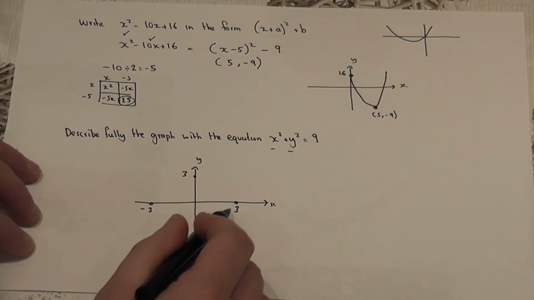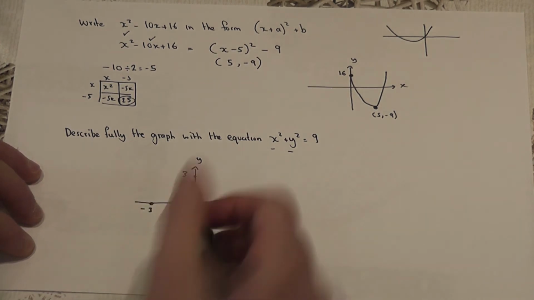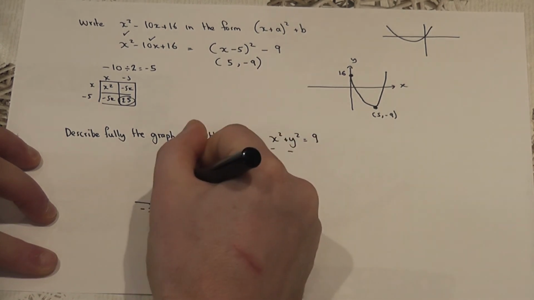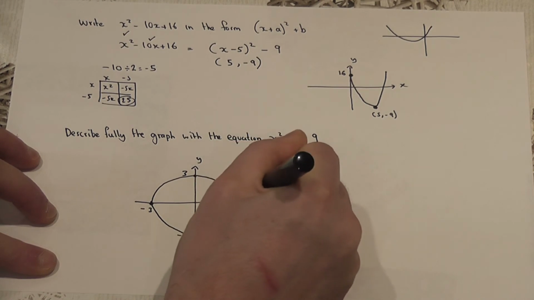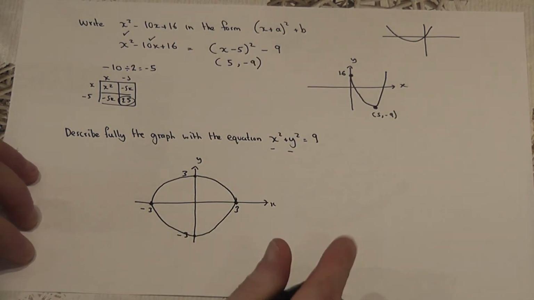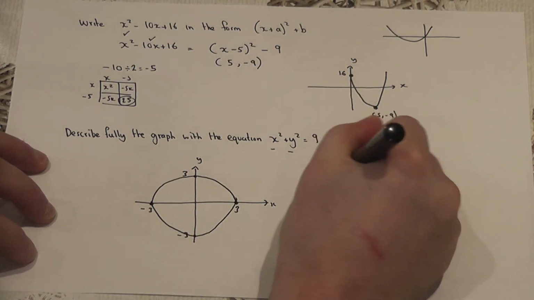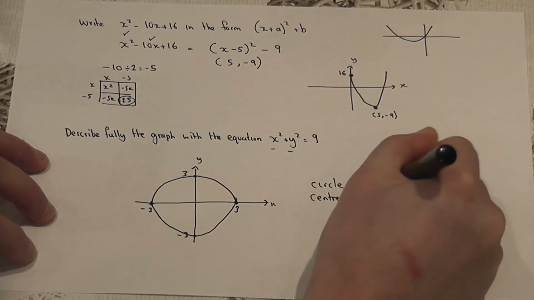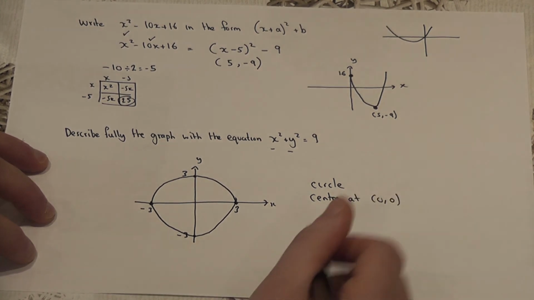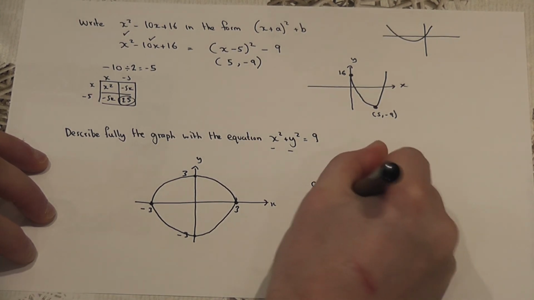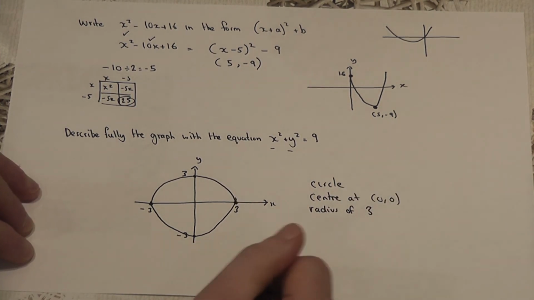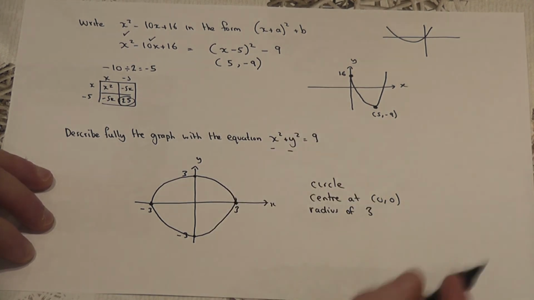So imagine what passes through 4 coordinates. It's basically a circle. So there's a sketch. Not the best circle, but still a sketch. So this is a circle with a centre at the origin with a radius of 3. And one possible extension question might be, can you find the area of the circle with that equation?